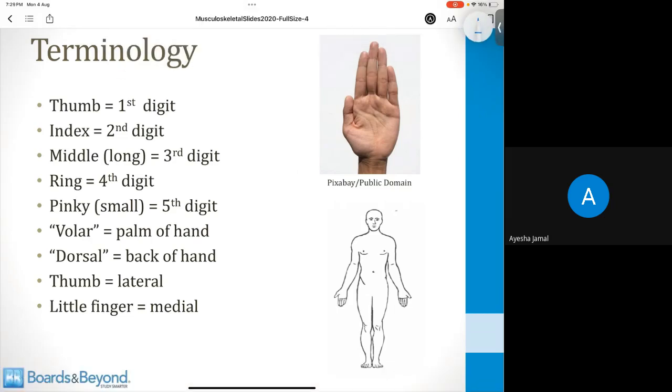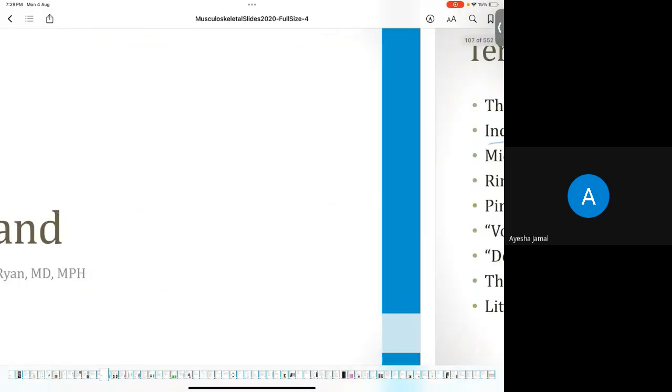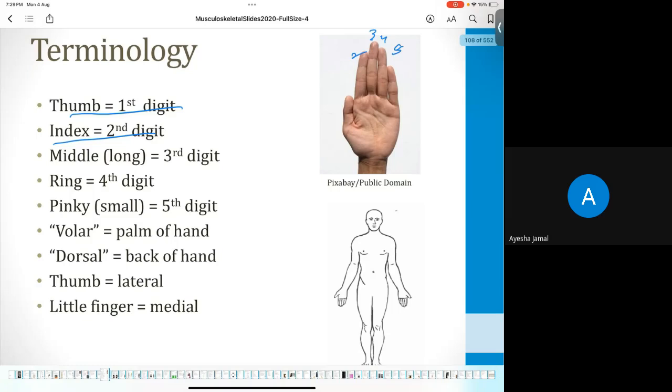Okay, perfect. So let's start our next topic, the hand. We already know the hand is only a revision. The thumb is the first, the second is the index, third, fourth, and fifth is the small finger. We know the volar is the palmar aspect, and the dorsal is the back of the hand. Laterally, we have the thumb, and the little finger is present medially. Am I right?